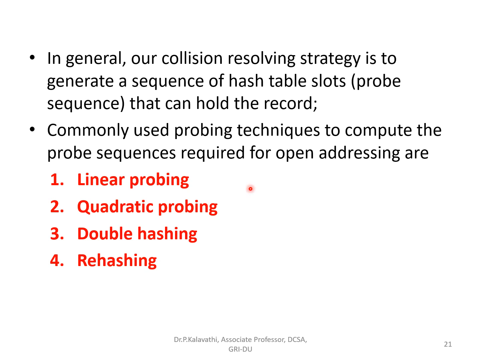In general, there are some collision resolving strategies to generate a sequence of hash table slots, that is a probe sequence, that can hold the record. Commonly used probing techniques to compute the probe sequences required for open addressing are linear probing, quadratic probing, double hashing, and rehashing. We will discuss in detail all these probing techniques in the following slides.